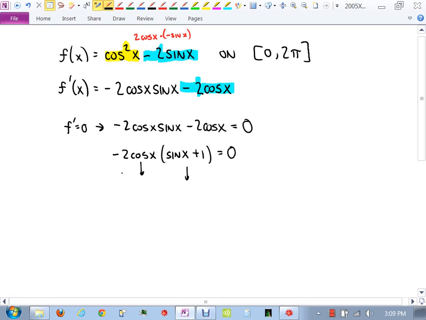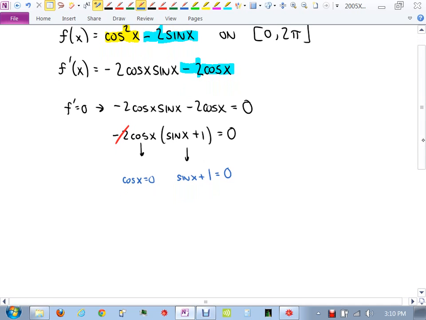And what about the negative 2 out front? Basically I could divide everything through. Like I could divide everything by negative 2 right now, and the negative 2 would go away, wouldn't it? So I don't need it. So I have two equations. Cosine x equals 0 and sine x plus 1 equals 0. Because it's being multiplied, I can divide everything by negative 2. And when I divide the other side by negative 2, I still get 0.